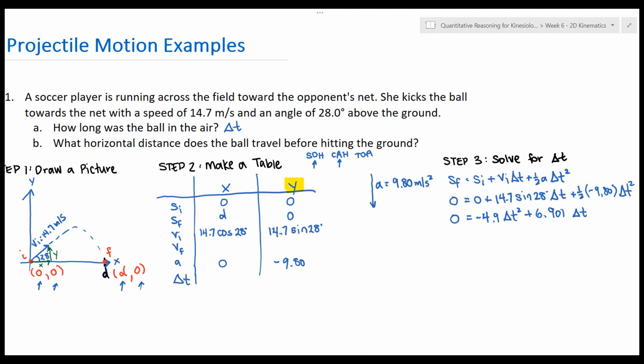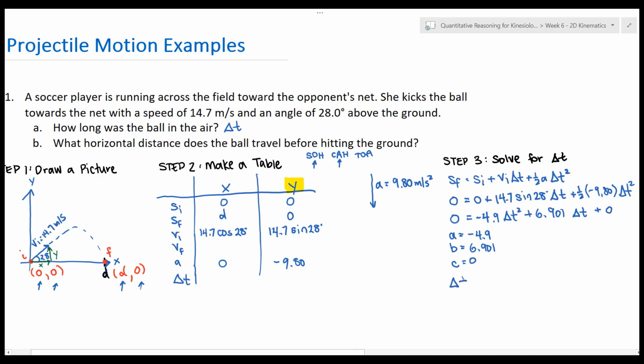All right, so now we're going to solve for delta t. We're going to use the quadratic formula, so let's identify our a, b, and c. So our a value is the number in front of the delta t squared, so that's negative 4.9. Our b value is the number in front of the delta t, so that's 6.901. And our c value is the number that's by itself at the end. There's nothing here, so it's a plus 0, so c is 0. So we're going to solve for delta t.